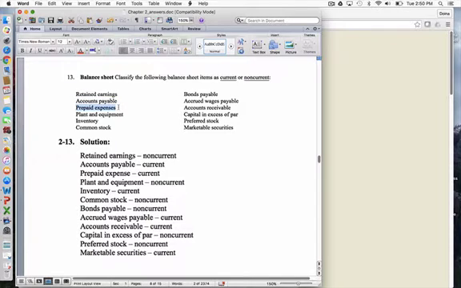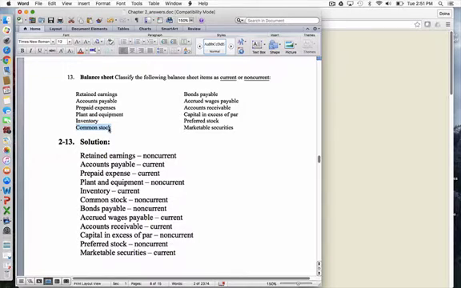Prepaid expenses. This is another current asset, when the business pays ahead of time some expenses like rent, insurance. Prepaid expenses, current assets, current. Plant and equipment. This is something that the business owns for the long term. We buy plant and equipment for the long term, and this is non-current. Inventory, current assets, current.